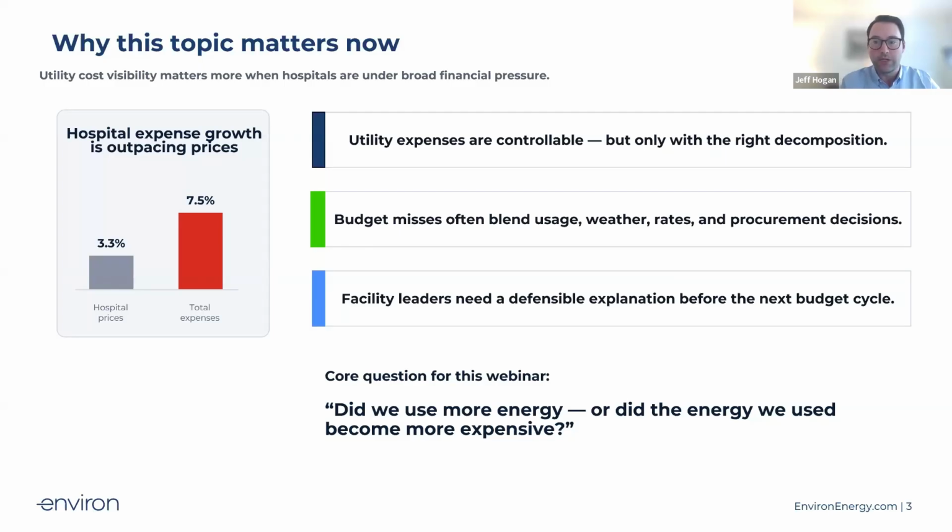That is why the question on this slide is ultimately very important. Did we use more energy, or did the energy we use become more expensive? There's a better way than simply asking why are utilities up. It forces us to separate out the volume, price, demand, tariff, all of the different bill components that we've talked about, and ultimately operational behavior. Once we separate those drivers, we can have a more productive discussion about what's controllable, what is inherited, and what actions should follow.